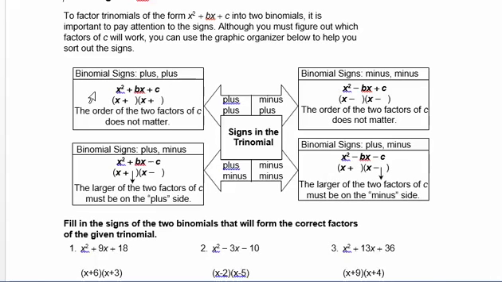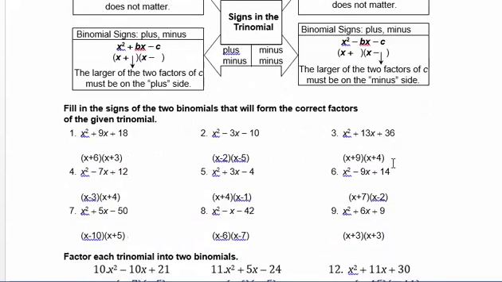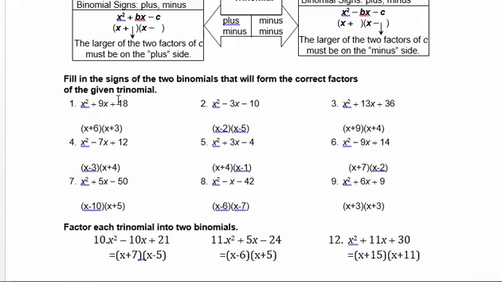This top information really is just focusing on how do you know whether to put a plus or a minus sign. And that's what these first problems are. If they're both plus, you have plus 9x plus 18, both the middle term and the last term are plus, then these are both going to be plus. So this is correct.